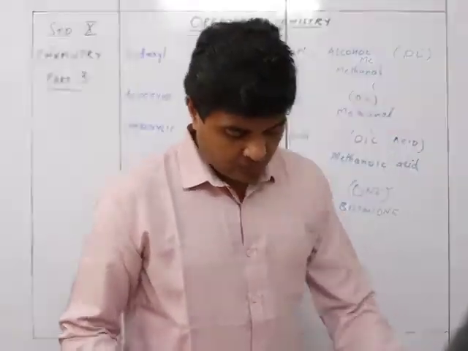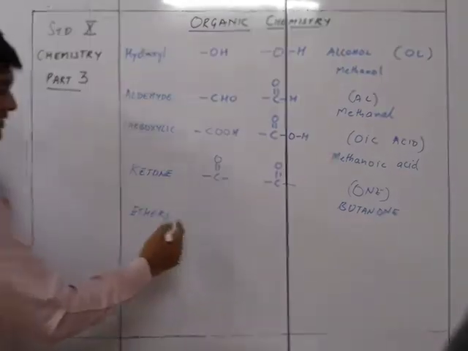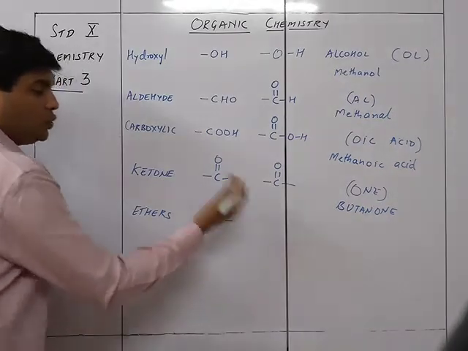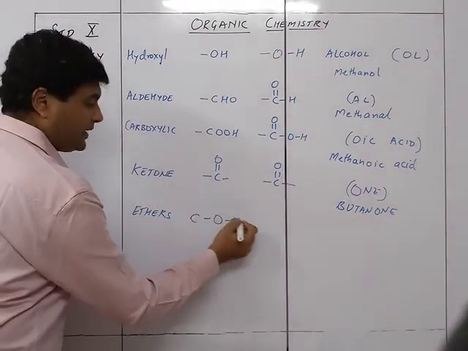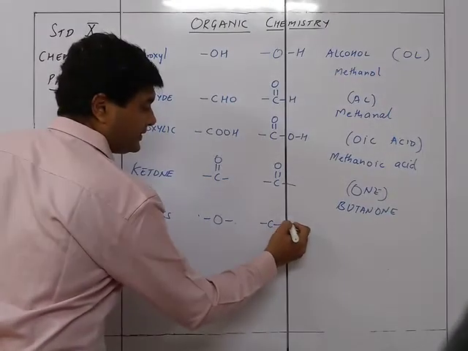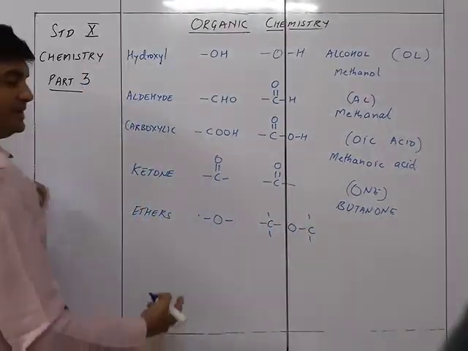So ketone will be like this, and then finally are the ether. So ethers are the ones in which there is an O in between the two compounds. So between two carbons there is an O, so it will be like this. You can see it will always be like this. The C carbon will be there, then there will be O, and then again C over here. So if this is the condition, then these are ethers.